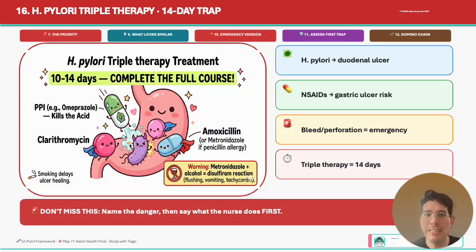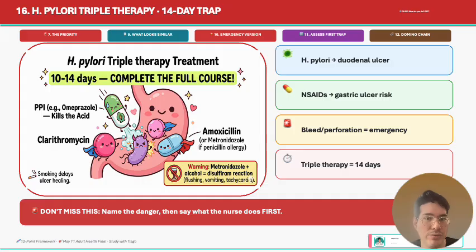So, for H. pylori treatment, the important teaching is completing the full regimen exactly as prescribed. Many course materials teach it like a 14-day regimen, and the exam trap is stopping early because symptoms improve. The common idea is acid suppression plus antibiotics. If the plan includes a PPI with antibiotics such as amoxicillin and clarithromycin, the patient needs to finish the full course.